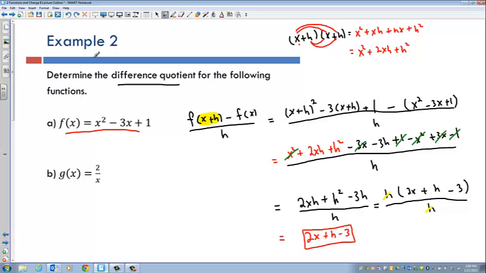Let's take a look at our second example. So I have g of x equal to 2 divided by x. For this one, let's write down the difference quotient. Instead of f, we have g. So instead of writing f of x plus h, I'll write g of x plus h minus g of x, all divided by h. And so what is that thing going to equal?